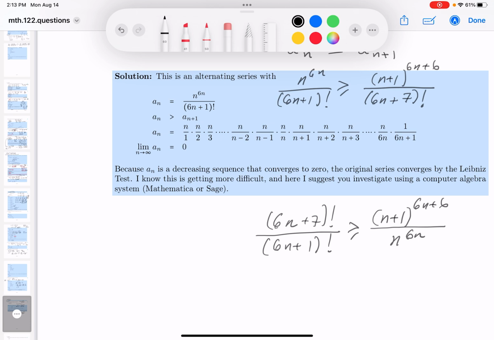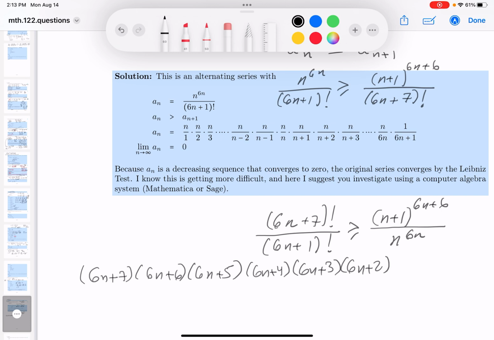Looking at the top, a lot of these things cancel off, and I'll just write this down. You get 6n plus 7, 6n plus 6, 6n plus 5, 6n plus 4, 6n plus 3, 6n plus 2, and then you'd have 6n plus 1 factorial. That would just cancel off.